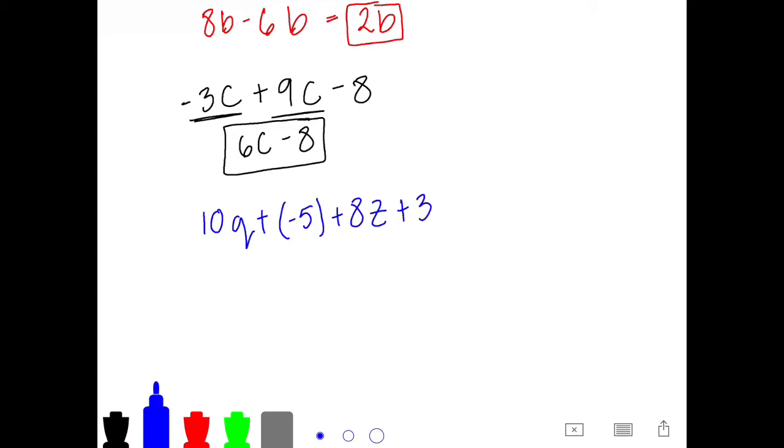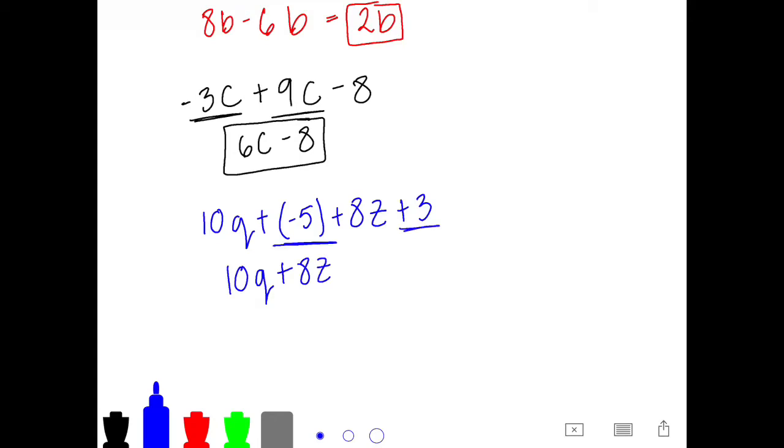Our next expression gives us 10q plus, in parentheses, negative 5 plus 8z plus 3. Now, starting with 10q, we see that there is no other coefficient multiplied by q in the expression. So therefore, we just have 10q. Now, let's take a look at 8z. There is no other z in the expression, so therefore we just have 8z.